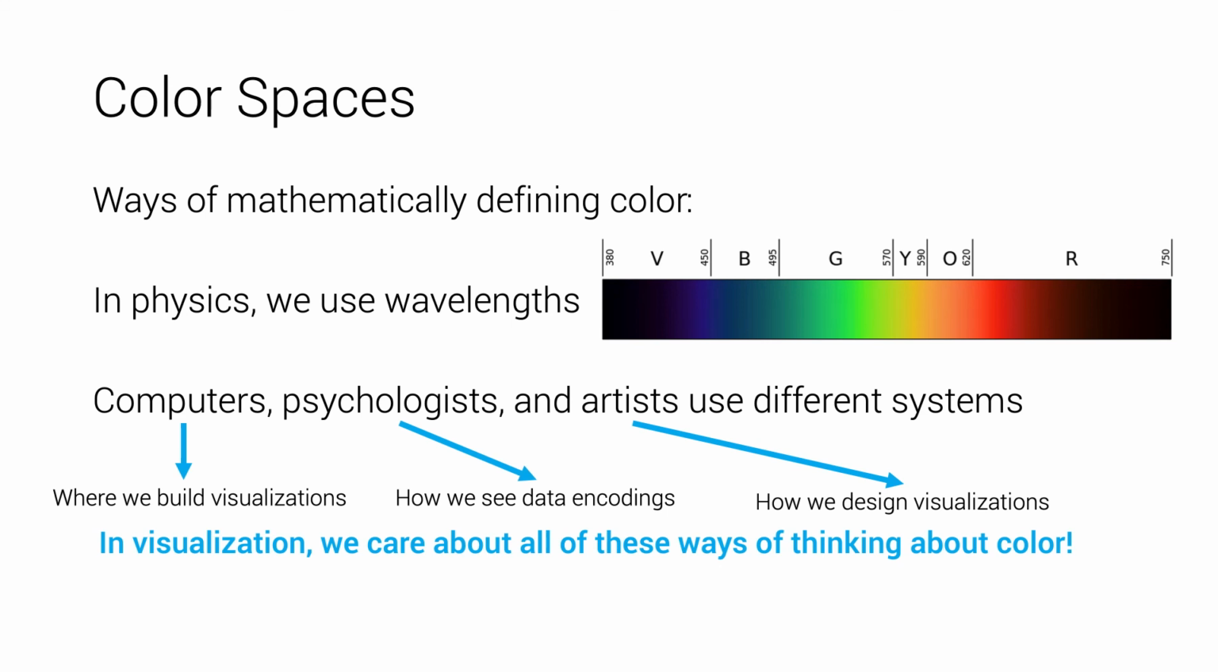And one of the interesting things that manifests from all of these different color spaces is that they actually correspond to different components of the construction and use of visualizations in practice. We build visualizations on computers, we see data encodings based on principles from psychology, and we design visualizations using ideas from art. So in practice, we care about all of these different ways of thinking about color.